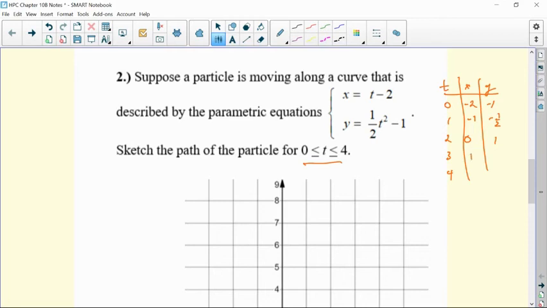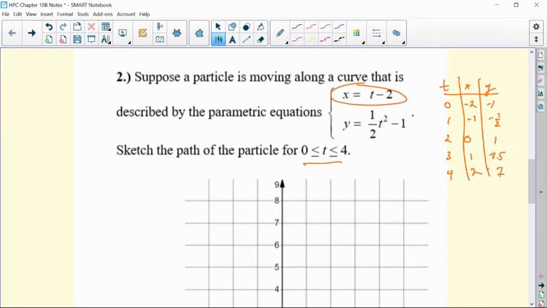3 minus 2 is 1. 3 squared is 9, and half of 9 is 4.5, minus 1 is 3.5. And then 4 minus 2 is 2. 4 squared is 16. Half of 16 is 8. 8 minus 1 is 7. So our x component is still linear, and no surprise because our relationship was linear. Our y variable is actually quadratic in nature, so it's a different kind of example.